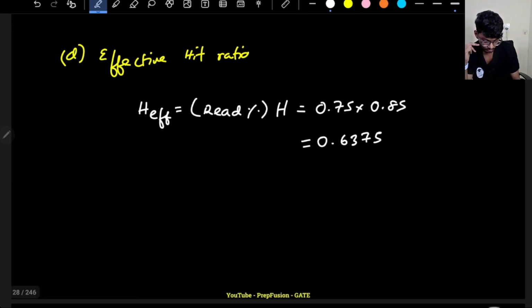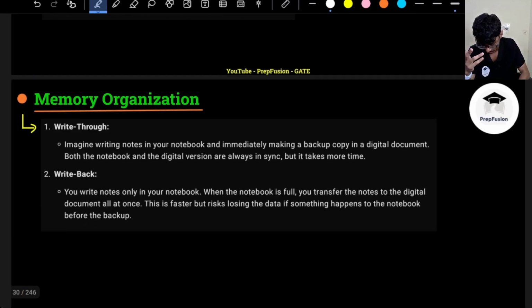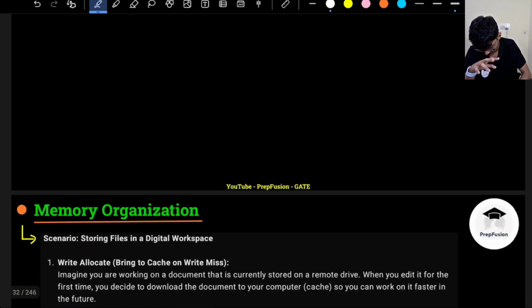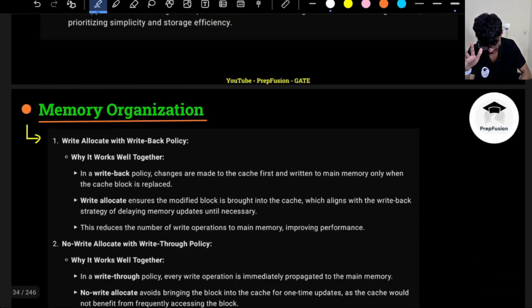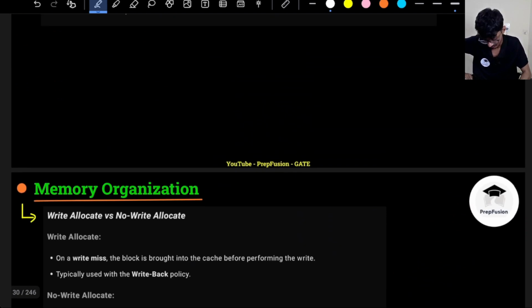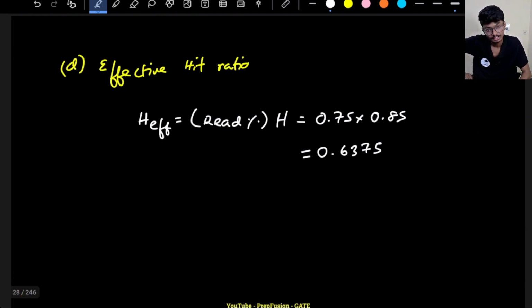I hope you have basically got the idea. Now there is the cache write policy as well. This lecture has already gone long, so I will discuss the cache write back policy in the next lecture, and there are a few questions which we will discuss in the next lecture as well. I don't want to extend this any further, so we will understand the write back policy in the next lecture.